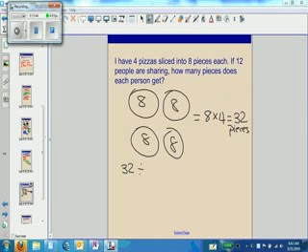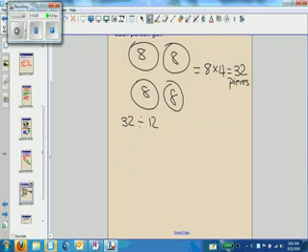So we have 32 total pieces, and basically we have 12 groups is what it means. We have 32 total pieces and 12 groups, the groups are people. We want to know how much in each group, how many each person gets. So we're going to do a division problem, 32 divided by 12, okay, which is the same thing as what multiplication problem? Right. This is the same as 32 times 1/12.